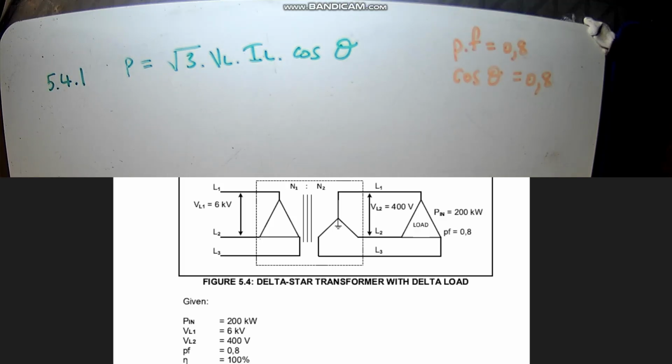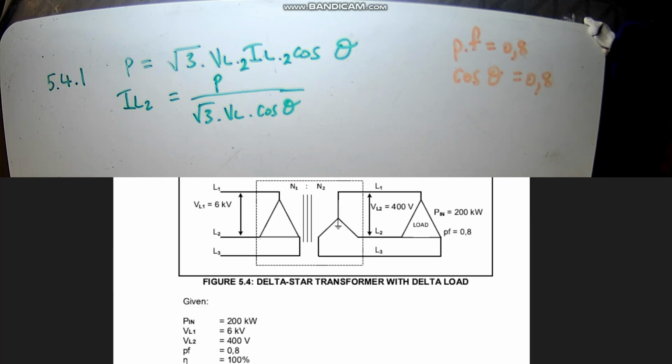So what you're going to do, you're going to substitute the values. Pause the video and see if you can do it. Notice we're going to use all the secondaries. Why? Because we are looking for IL2. You will then need to make IL2 the subject of the formula. In other words, divide everything on the right hand side by root 3 VL cos theta, and then divide the left hand side by the same, and this is how you'll have only IL2 left on the left hand side.